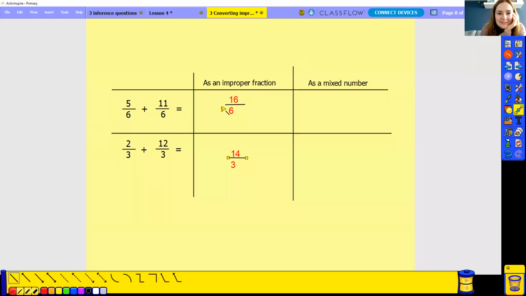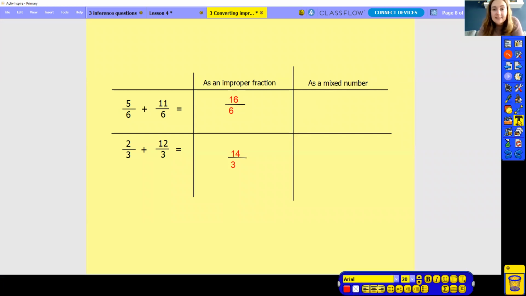Right, so we've got 16 over 6. If we add that first one together, 5/6 and 11/6, it gives me 16 over 6. So we see how many groups of 6 are in 16. So we've got 6, 12. That gives me 2. There's 2 groups of 6 in 16. And then what's left over, the difference between 12 and 16 is 4. So 2 and 4/6.